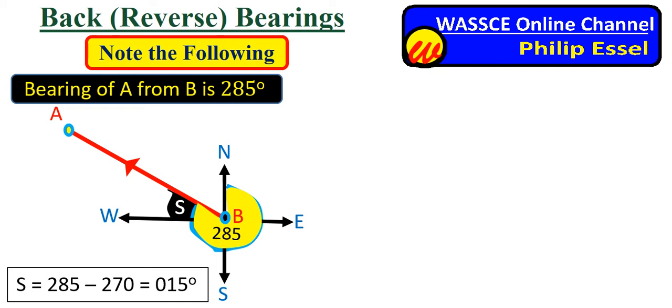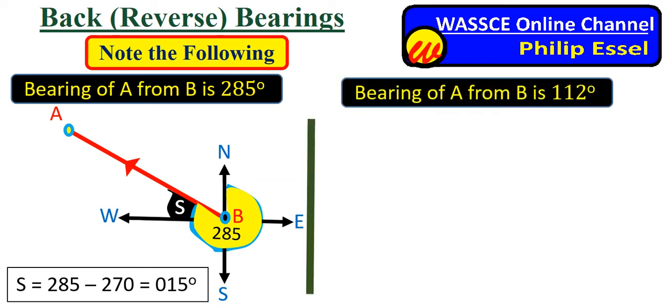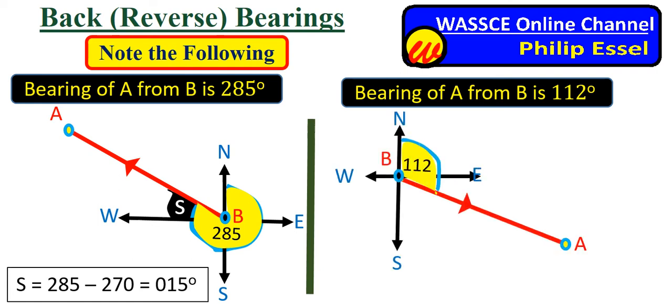Let's do the final example. The bearing of A from B is 112. So let's represent this using a diagram. So that is our diagram. Again, how do we find the value of this black angle marked S? Well, let me give you the clue.